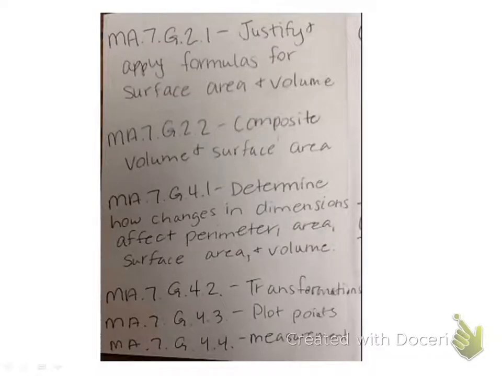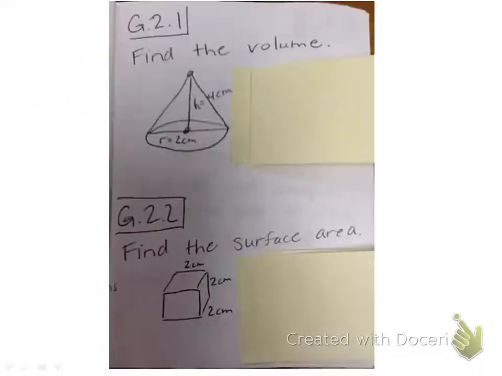Write these down. This is page 1 when you open your book. These are the benchmarks for geometry. Okay, next page, page 2. Find the volume and find the surface area.